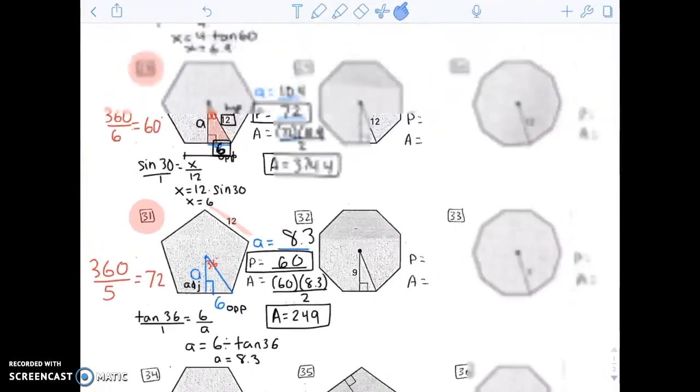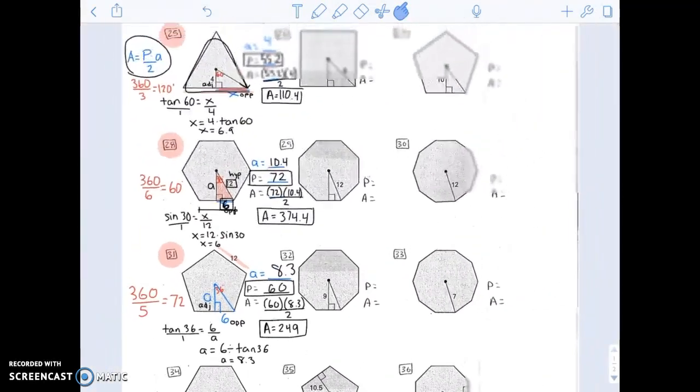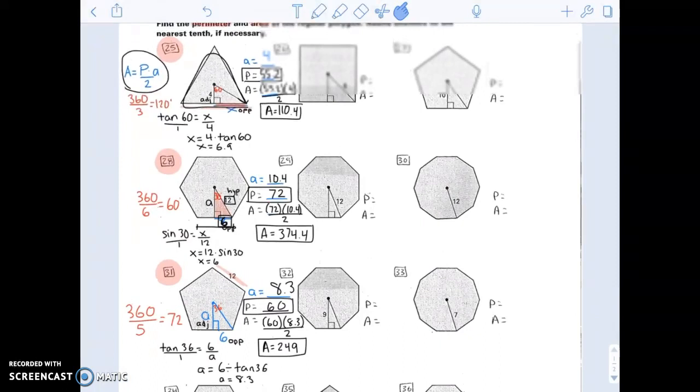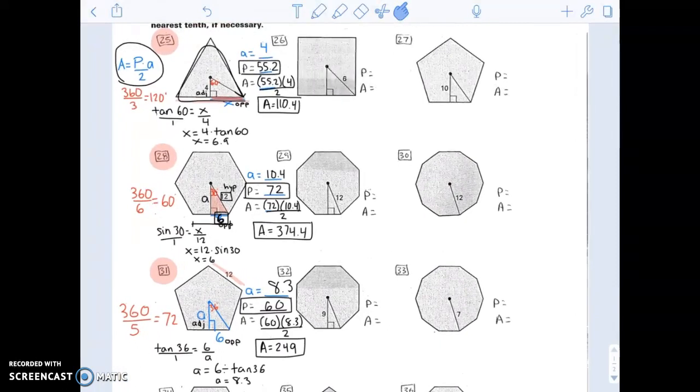Zoom out really quick so you can see all the problems. There they are. So hopefully this helps you out as you try some of those other ones and keep going forward.